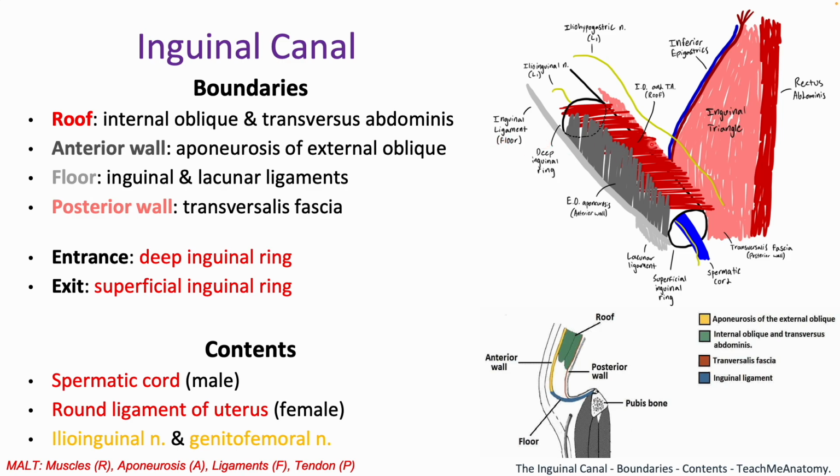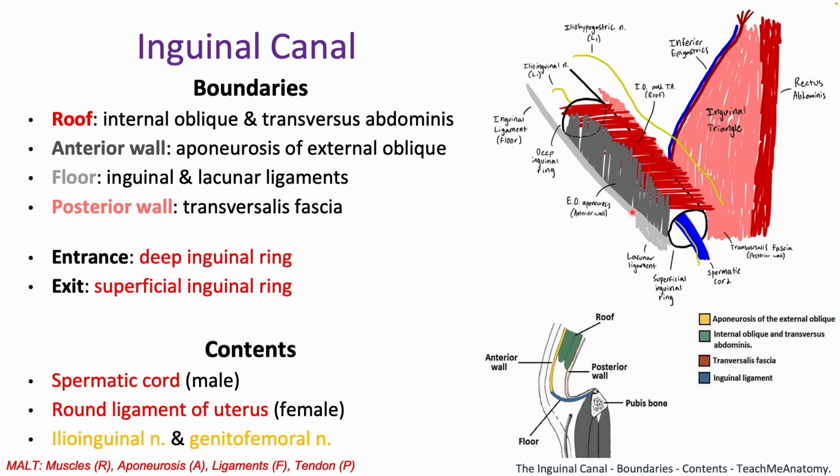And so our roof is going to be the internal oblique and transversus abdominis muscles. And so you'll see this mnemonic MALT or some other stuff. So from roof, anterior, floor, posterior, so moving in a circle, we're going to have muscles, aponeurosis, ligaments, tendon, for the most part. And so our roof is going to be these two muscles. Our anterior wall, in gray, is going to be formed by the aponeurosis of the external oblique muscle. Our floor is going to be formed by the inguinal and lacunar ligaments.